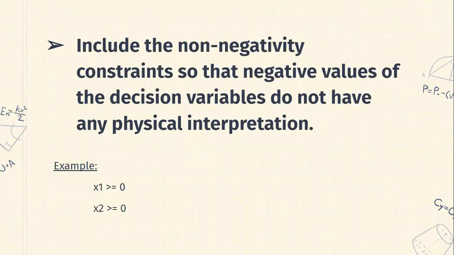The last step is to include non-negativity constraints so that negative values of the decision variables are not included, because they do not have any physical interpretation. You just have to write your decision variables, for example x1 and x2, as x1 greater than or equal to 0 and x2 greater than or equal to 0. This means that all positive values of your decision variables are included and all negative values are eliminated.